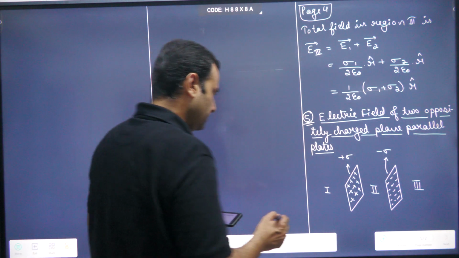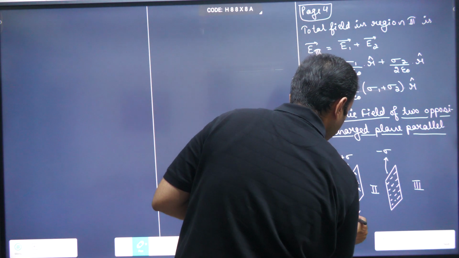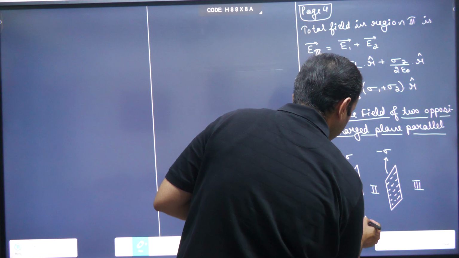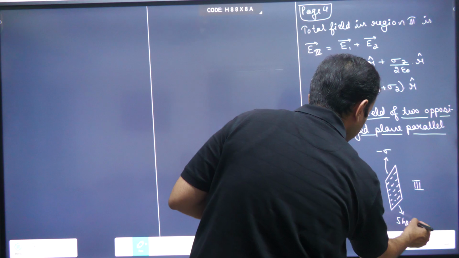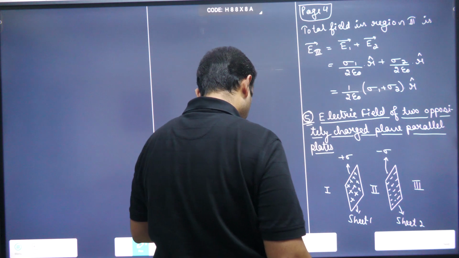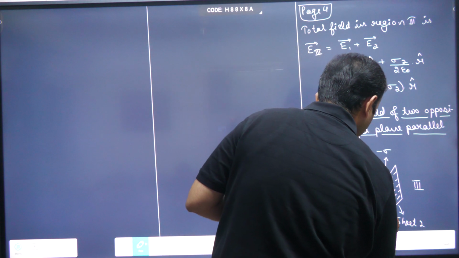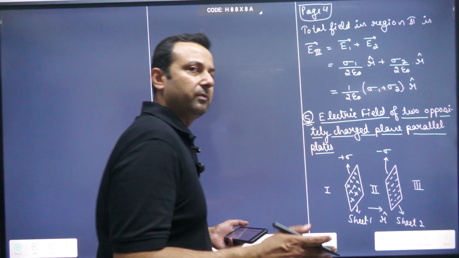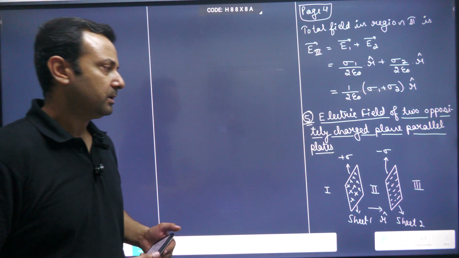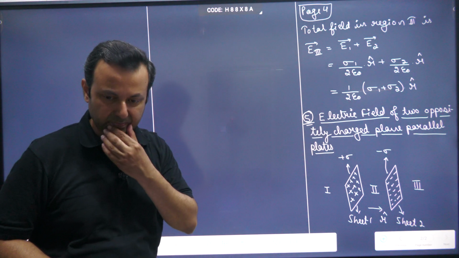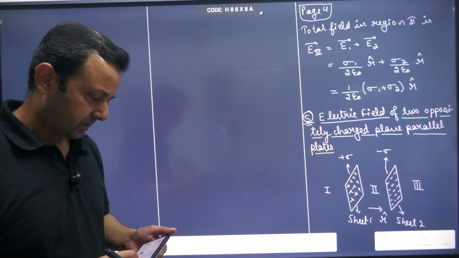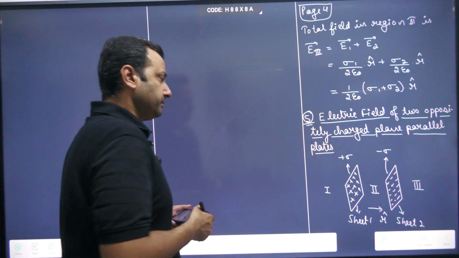Now this is sheet 1. This is sheet 2. R cap is from left to right, as we have taken in the earlier case also. R cap means direction. We have taken the direction left to right to be the positive direction.